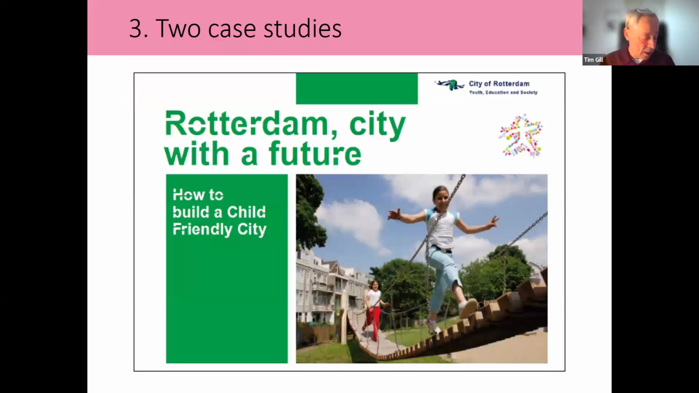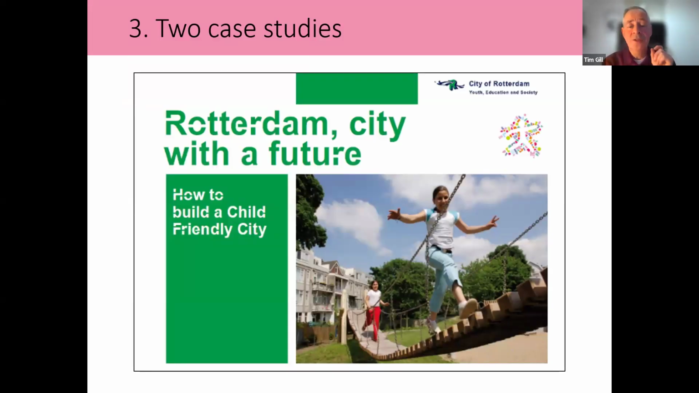Okay, I'm going to talk about a couple of case studies now. The first is Rotterdam, that I've already flagged up as a compelling case study. I devote a whole chapter to the city in my book, and it's probably invested more hard cash in becoming more child friendly than any other city I know.